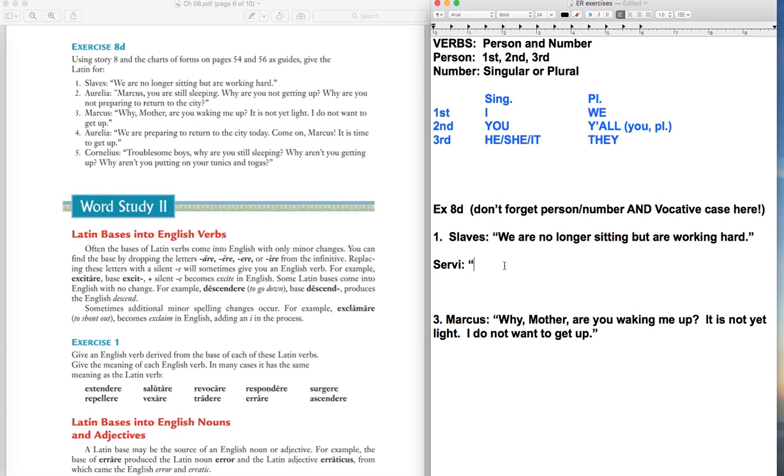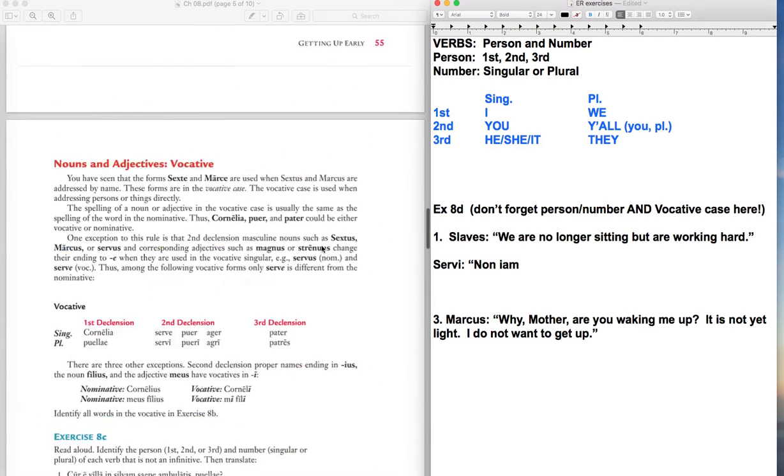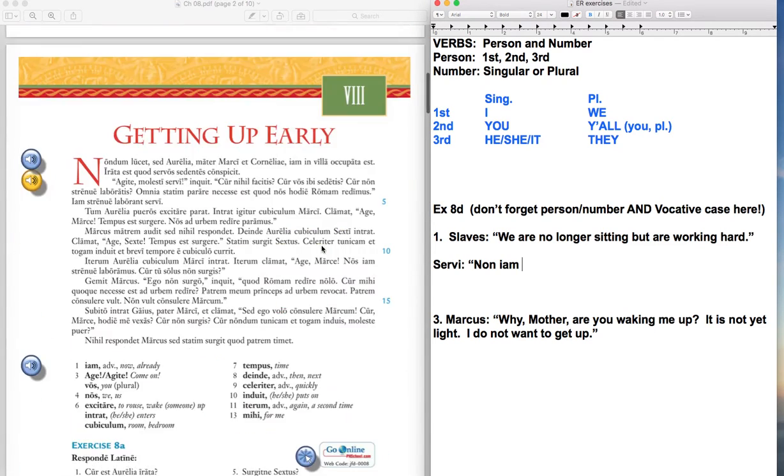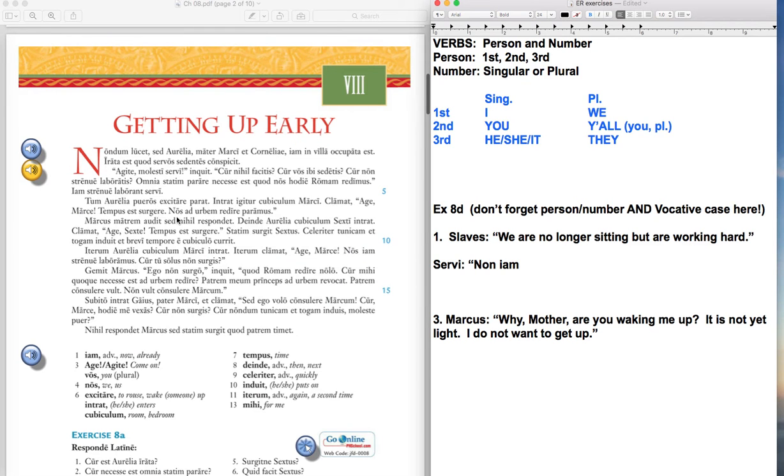I'm going to get rid of the no longer now so we can focus on this verb here. Iam is how we say no longer. So then we have to think about sitting. First of all, does this appear in the story? I don't know. I don't want to take too much time about it, but we are sitting. Aurelius says, talking to the slaves, why are you sitting there? So sedetis is you are sitting, but what we need is we are sitting.